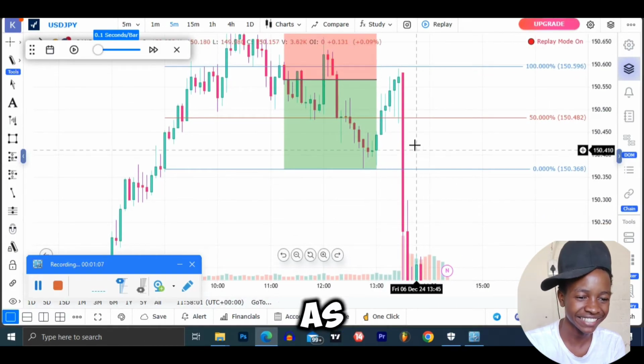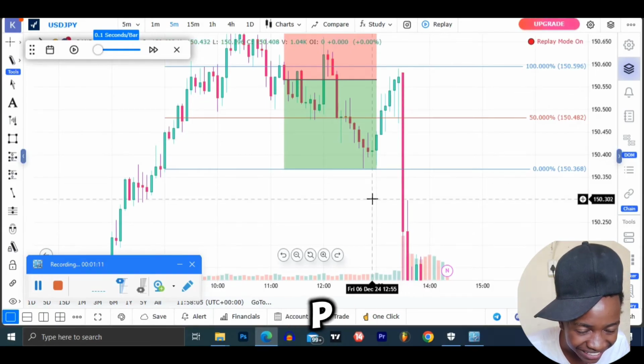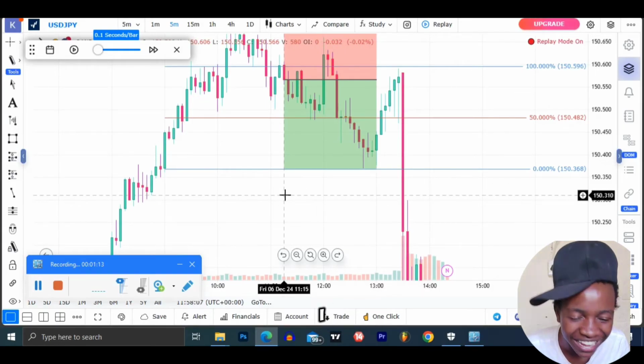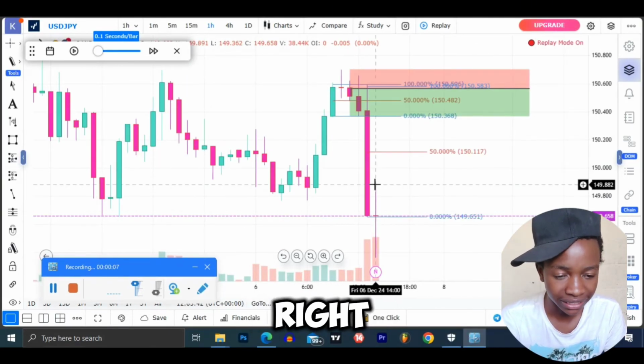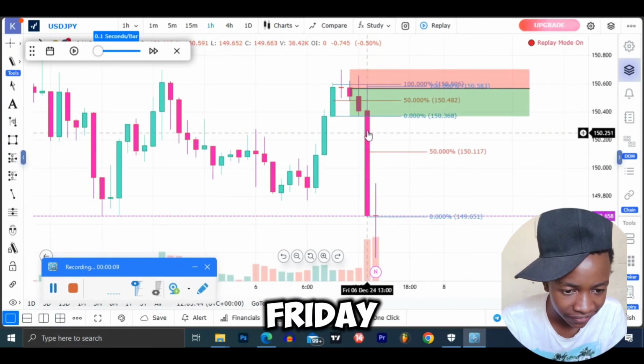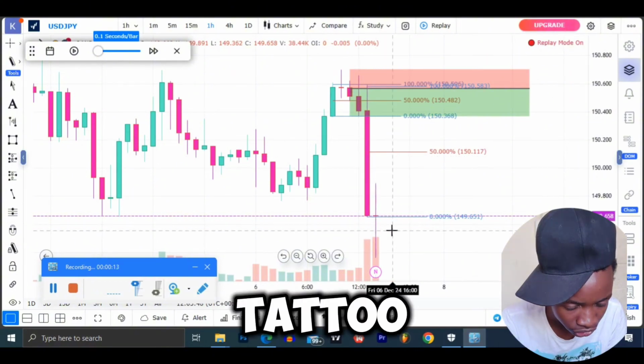Okay, as you can see, wow. Okay, I think this was NFP. What was the time there? Oh yeah, 3:30. So okay, this is the last example, right? This actually happened Friday after NFP. As you can see, I already highlighted the first candle, the total soup right there.